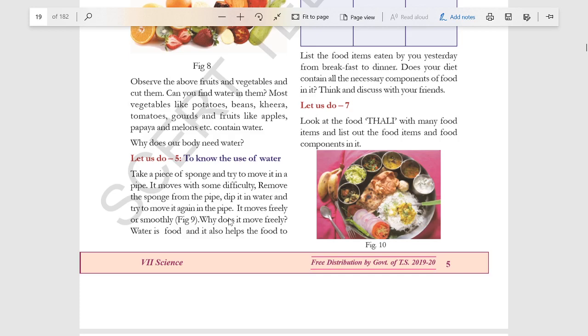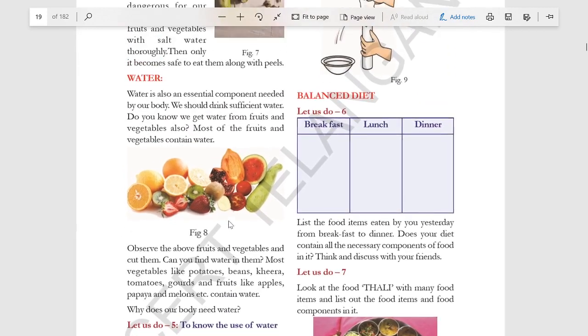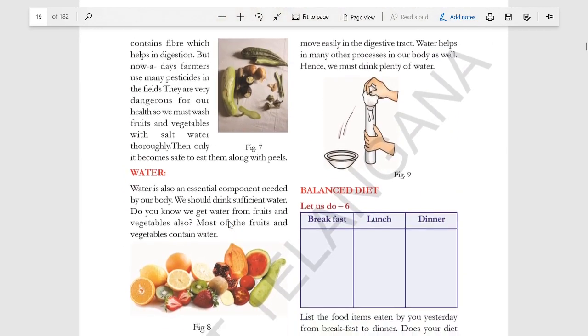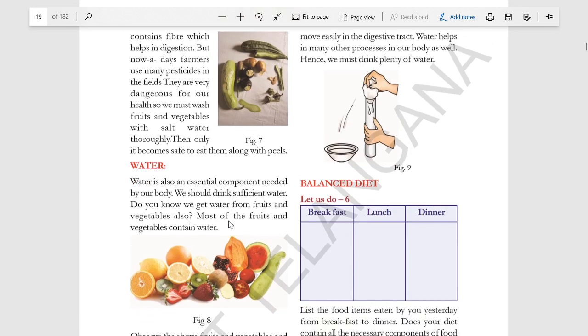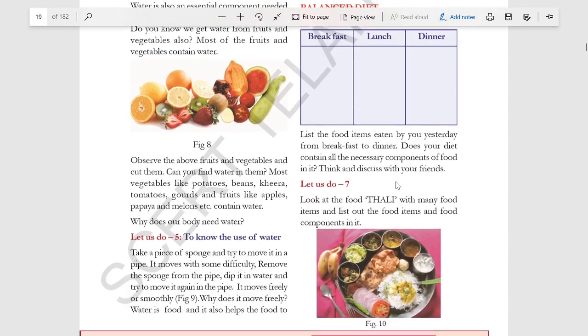Water should be taken in a sufficient amount in daily life. Not less, not more, but water should be taken like 6 to 7 or 7 to 8 glasses per day, and it keeps the body hydrated. Okay, water, balanced diet.